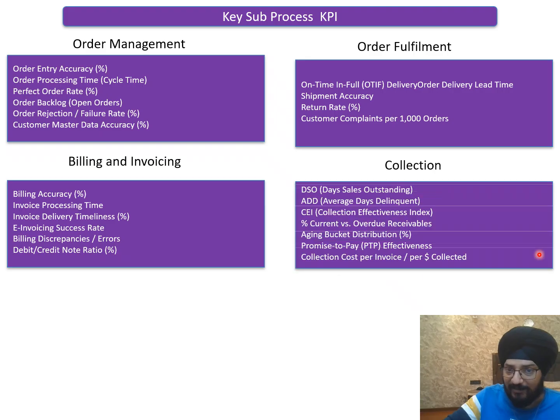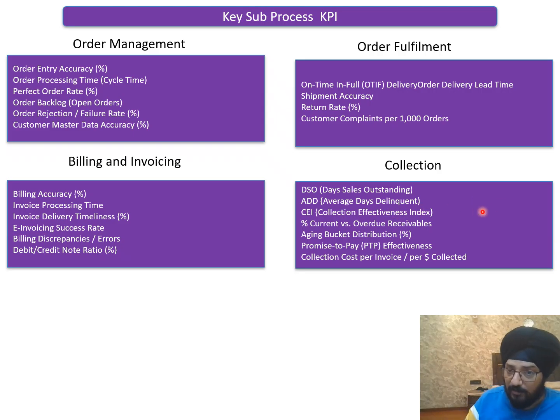Collection: days sales outstanding, average days delinquent, CEI, collection effectiveness. Like DSO, how many days our sales are outstanding. Average days delinquent, for example, for how many days a particular customer is overdue. That will help us identify the reasons for overdue customers, and what we can do to reduce that overdue. Collection effectiveness index.